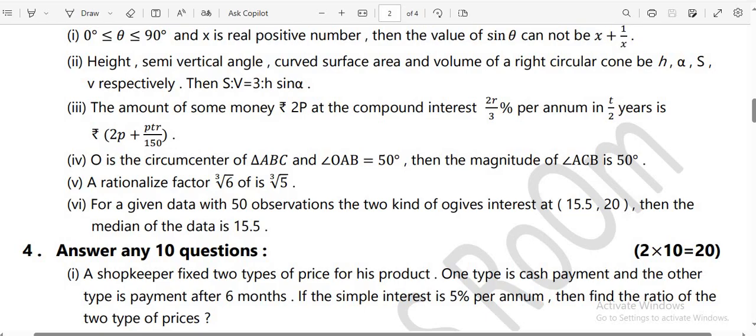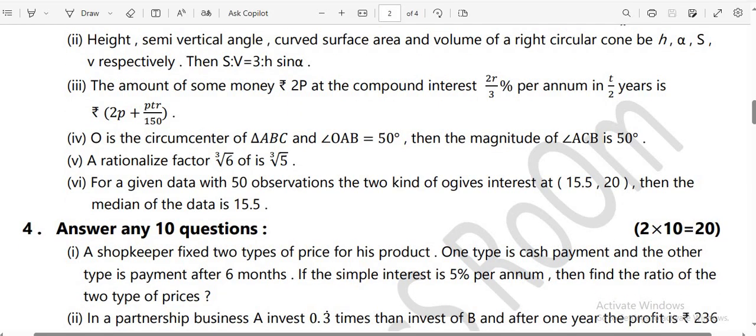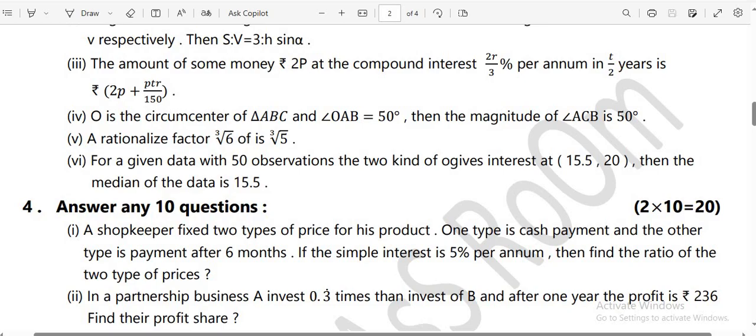Answer any 10 questions. 2 into 10 is equal to 20. Each question carries 2 marks. Question number 1. A shopkeeper fixed two types of price for his product. One type is cash payment and the other type is payment after 6 months. If the simple interest is 5% per annum, then find the ratio of the two types of price.